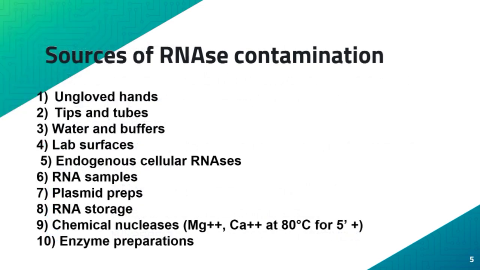Sources of RNase contamination: ungloved hands, tips and tubes, water and buffers, lab surfaces, endogenous cellular RNases, RNA samples, plasmid preparation, RNA storage, chemical nucleases, and enzyme preparations are considered sources of RNase contamination. The common sources of RNase contamination are contaminated solutions and buffers and contaminated equipment.